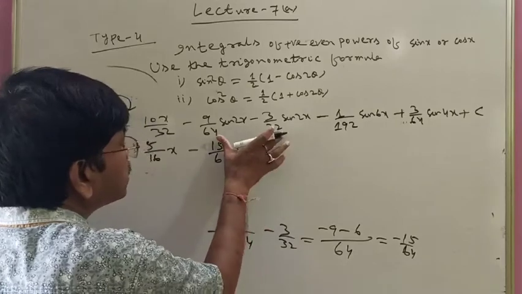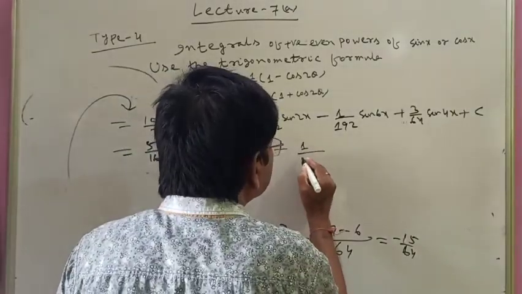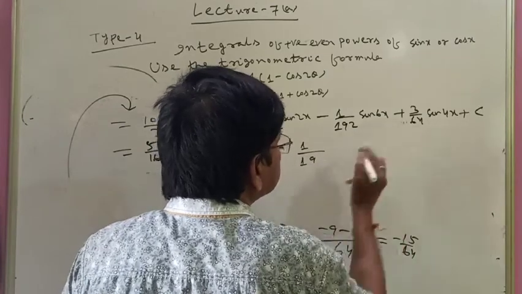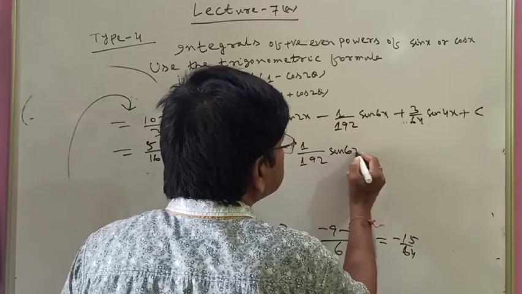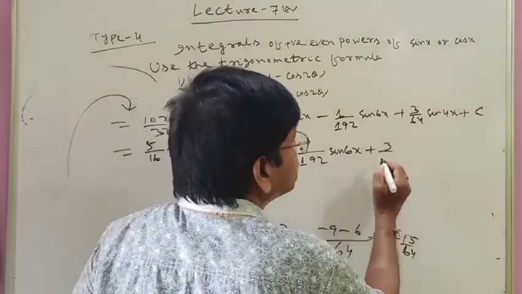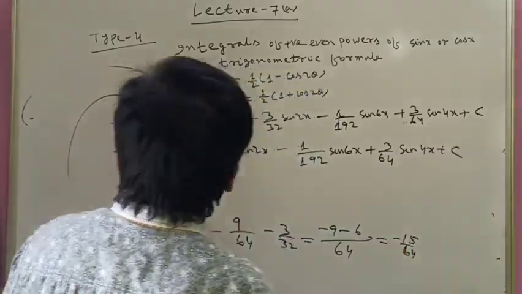Because these two are like terms, they can be added. These are not like terms, because one is sin 6x and the other is sin 4x, so they will stay like that. So 1 by 192 sin 6x plus 3 by 64 sin 4x. So this question is over.